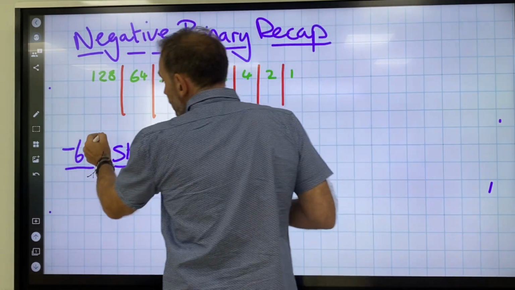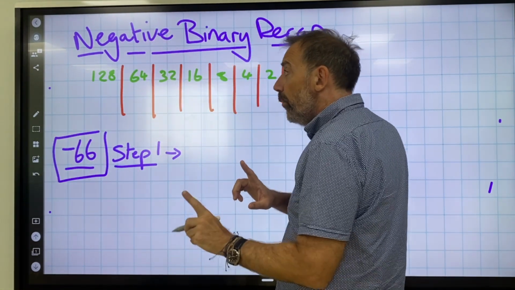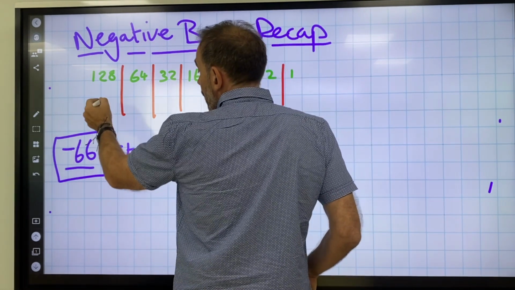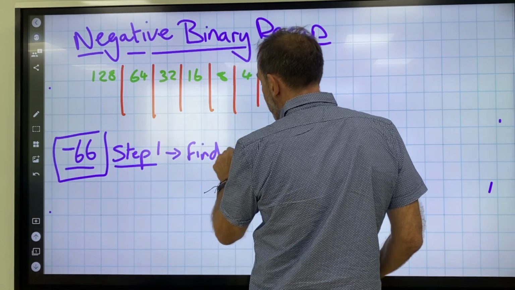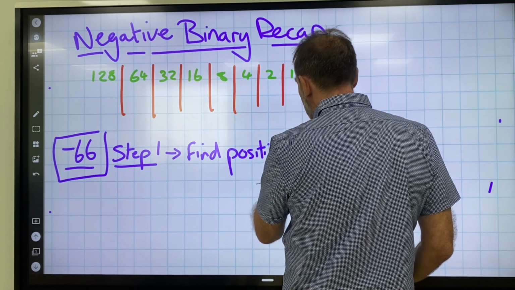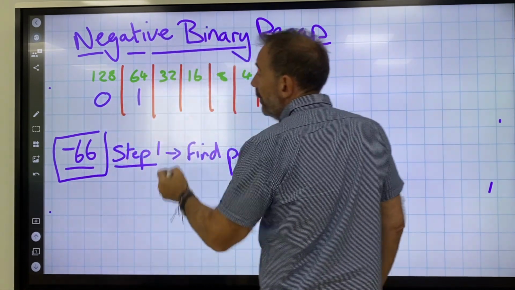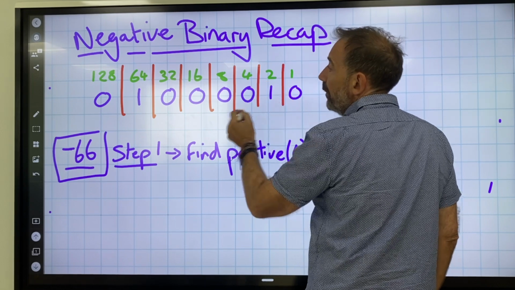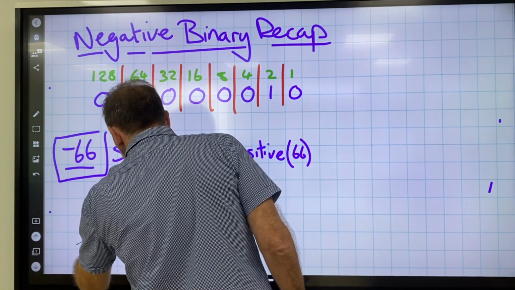First we have to find negative 66, like the normal. So we're going to find positive 66. Yes. Positive 66, in this case 66: 0 1 0 0 0 0 1 0. Good. 64 plus 2 is 66, positive 66. Step 2.